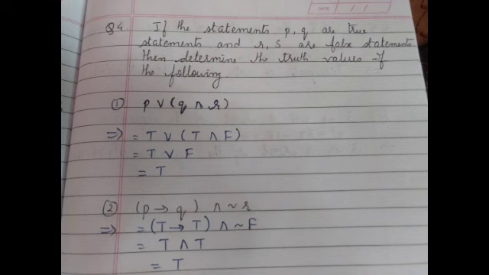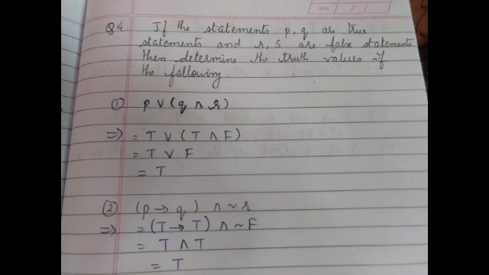Next step, first we have to solve the bracket. In the bracket it is T and F. So T and F will be F. Now the next step, T or F is equal to T from the truth table of disjunction. I have already given you a hint. From there we have to remember it.